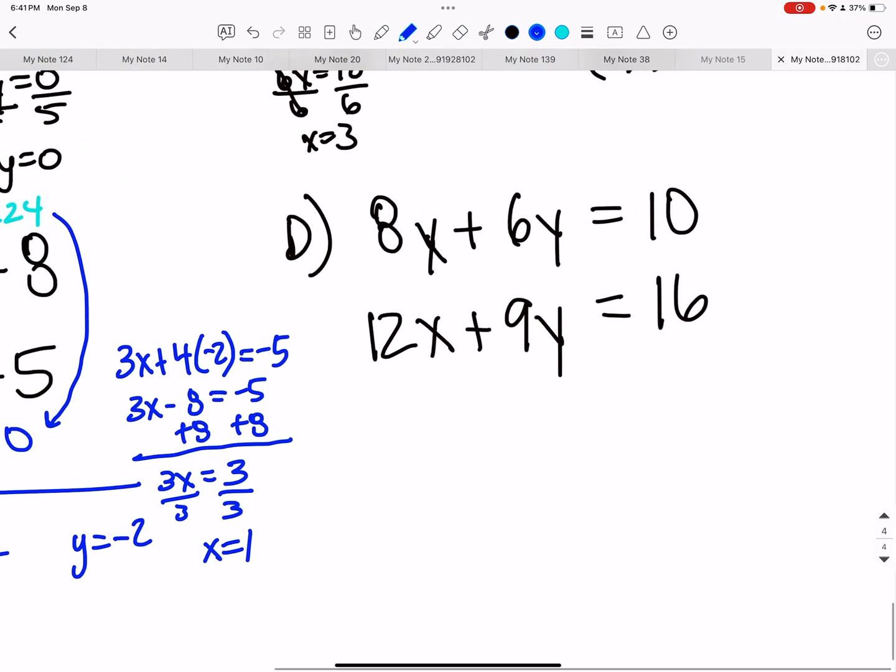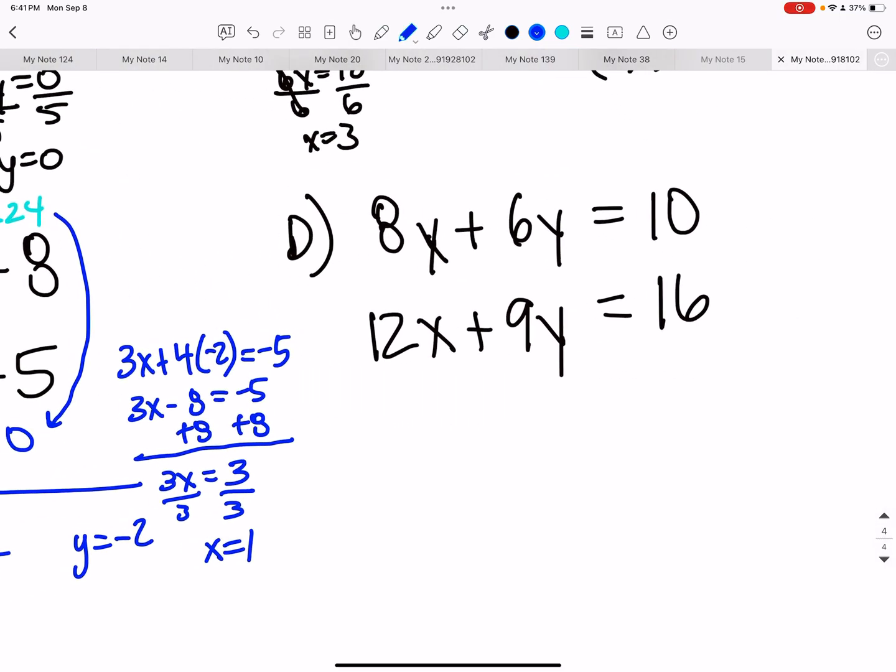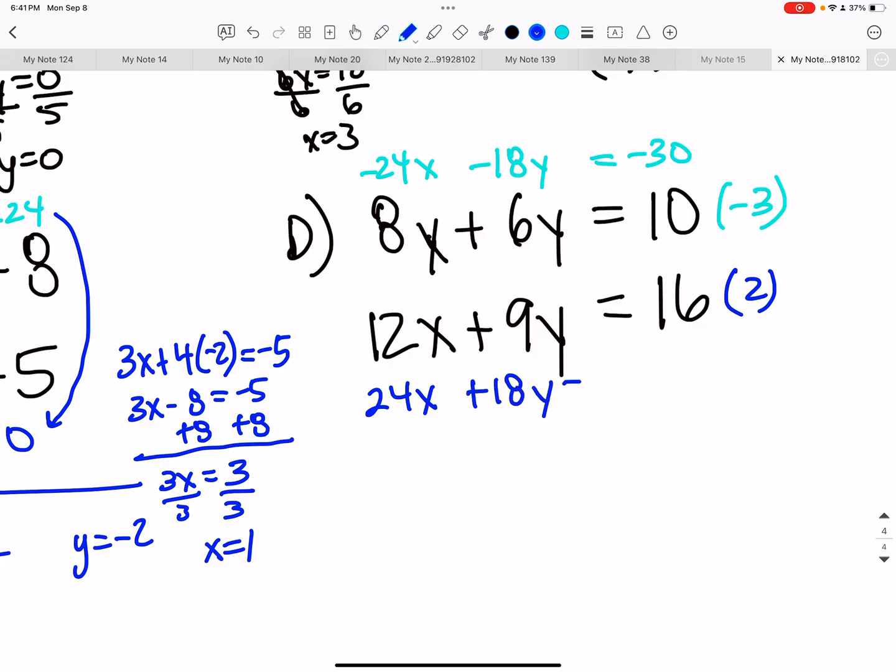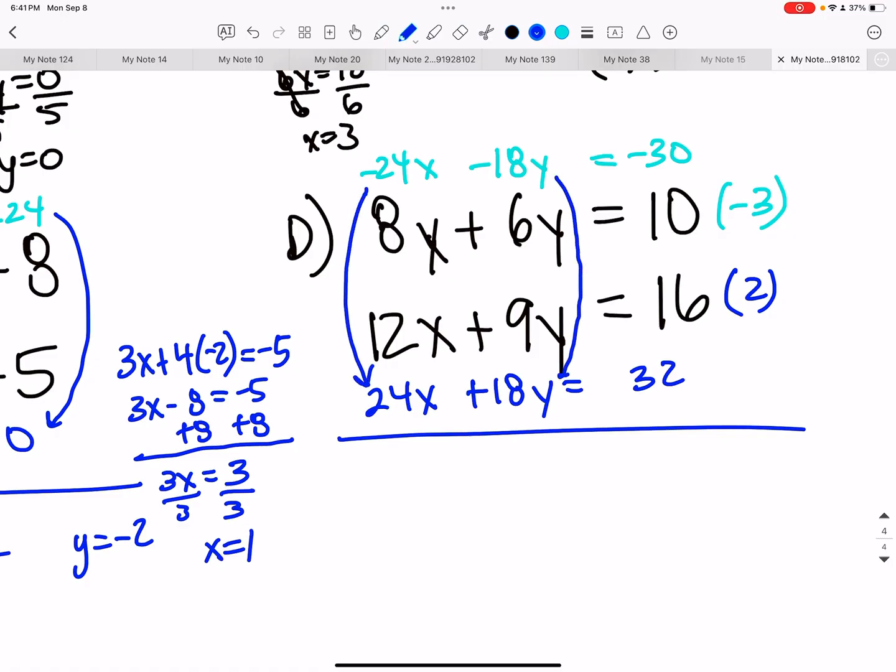All right, over here, let's see. I can get 6's and 9's to be 18's. So I'll multiply this one by negative 3. So negative 24X minus 18Y's equals negative 30. I'll multiply this one by positive 2's, and I get 24X's plus 18Y's equal positive 32. All right, let's do this. Thank you, Y's. That's what I was shooting for. But X's also killed each other off.